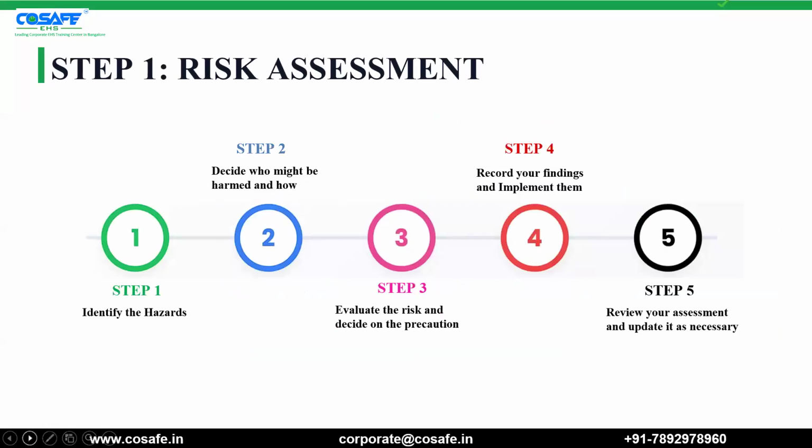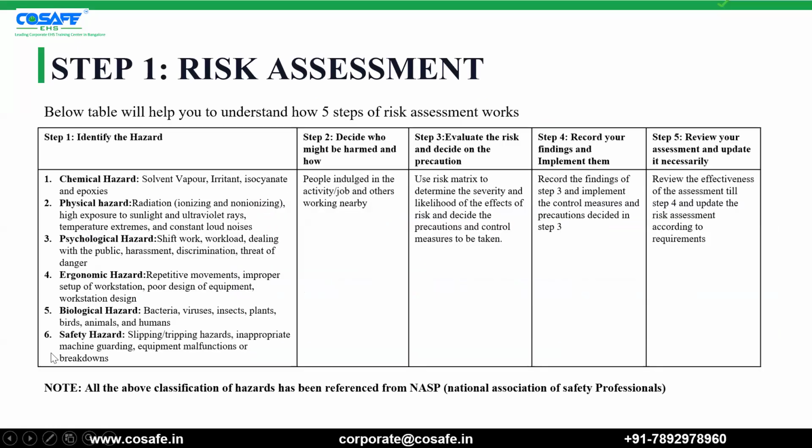Next, see, next is risk assessment. You are familiar with risk assessment. The 5 steps of risk assessment: identification of the hazard. You'll identify what all the hazards are that you are having: chemical hazard, physical hazard, psychological hazard, ergonomic hazard, biological hazard, safety hazard. These are the 6 types of hazards that are basically used when you are doing risk assessment and classifying the hazards.